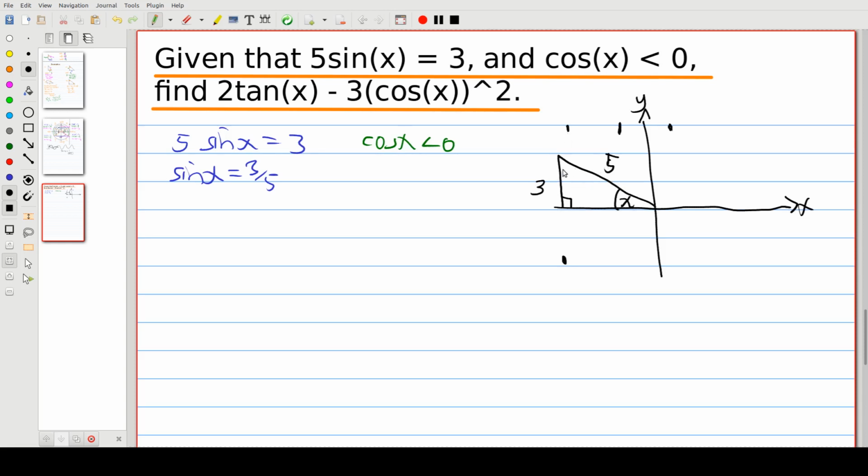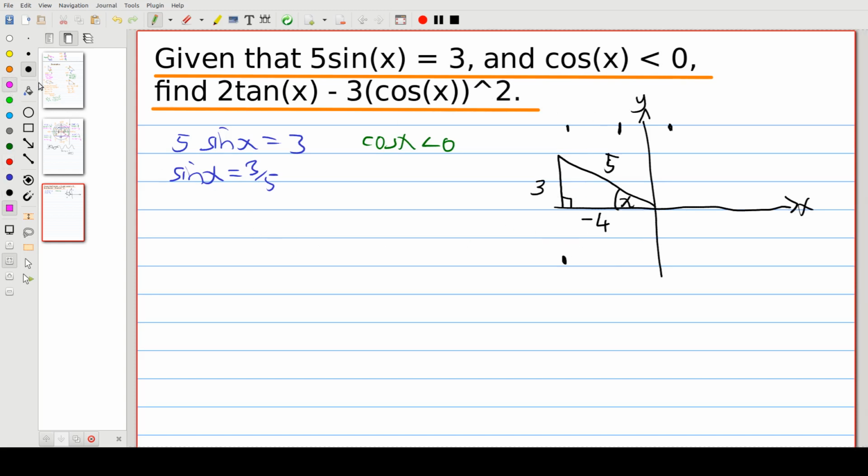Now we can use the Pythagorean theorem to work out our missing value here. So 5 squared minus 3 squared gives us 16, and the square root of 16 is 4. And this is a good example of needing to check which direction we're going in. So that's in the negative x direction. Now that we have this, any question they can ask is really straightforward from here.